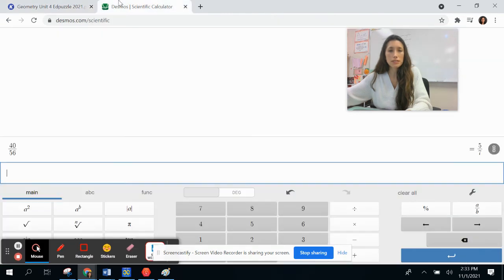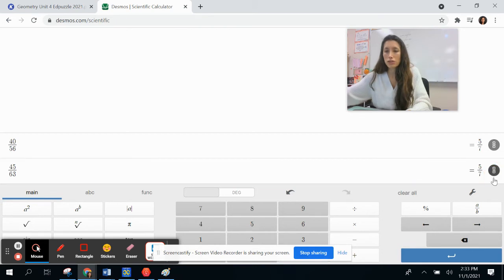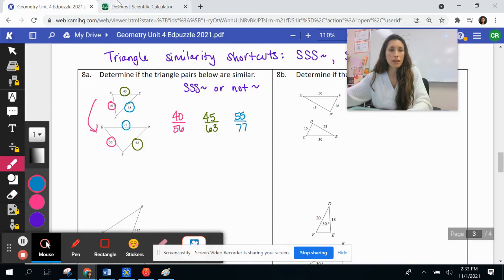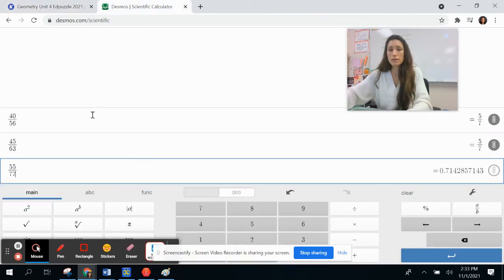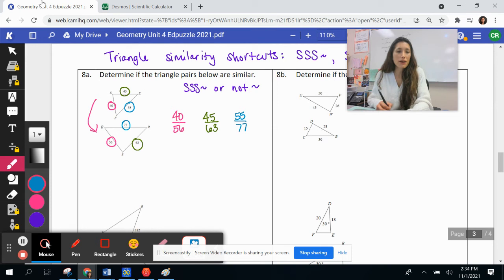We've got 45 and 63. You can put it back into fraction. You can leave them all in decimals too. That's fine. And I think we had 55 and 77. Now, if one of these was slightly off, it wouldn't be similar. But these are all simplified to 5/7. This is the work or the proof that you need to know, oh, yes, these are similar or not. So these are all equal. And so we would say side, side, side, similarity.